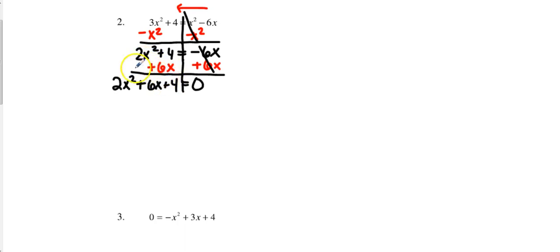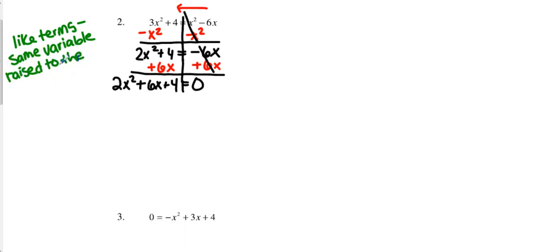So my question is, are 2x squared and 6x like terms? So remember, like terms have the same variable raised to the same exponent.